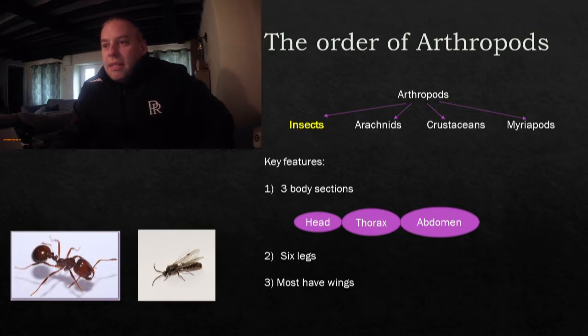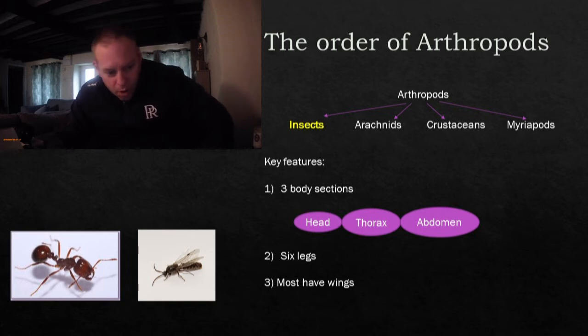So let's start with insects. Insects have 3 defining features that enable us to work out whether what we've got is an insect. And that is, they have 3 body sections. They have a head, a thorax, and an abdomen. I've given 2 examples here. You can see on the ant, the head, the thorax, abdomen are really clearly defined. Sometimes they're not so clearly defined.